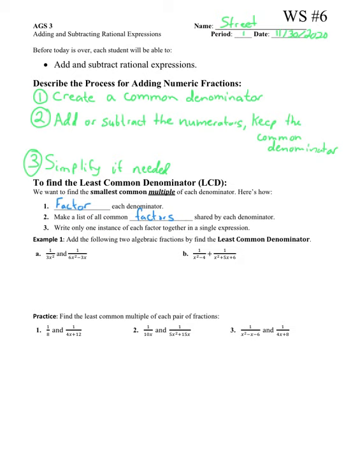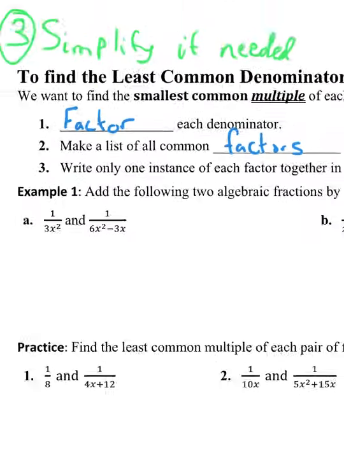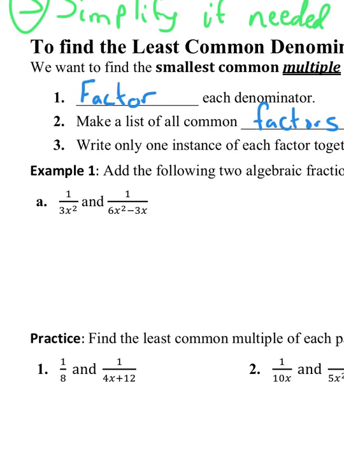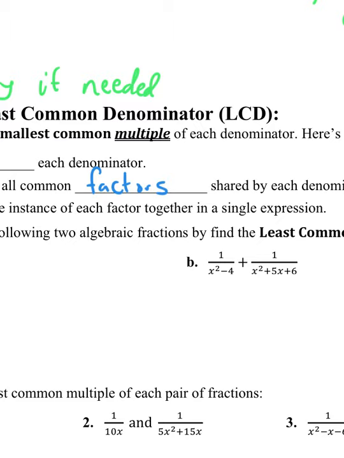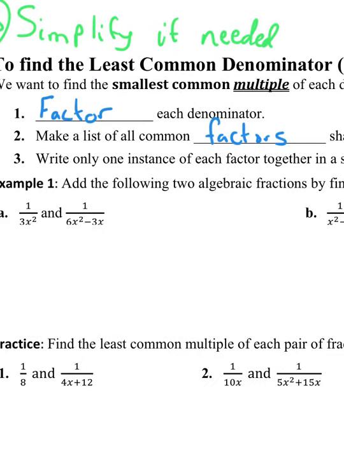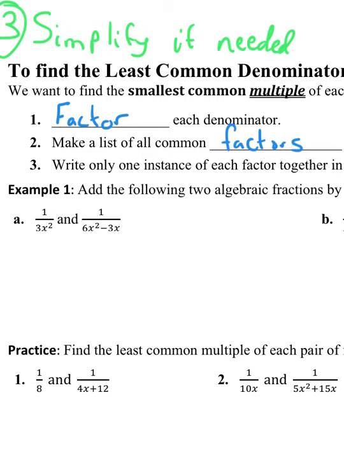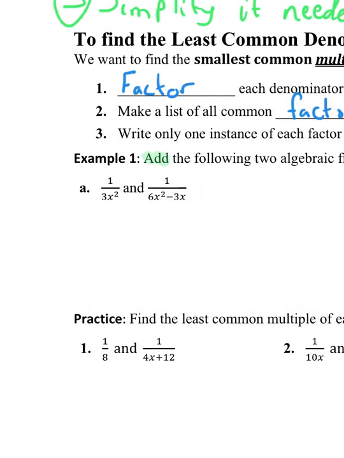So for these first couple examples here, it says 1 over 3x squared and 1 over 6x squared minus 3x. All we're doing is finding the least common denominator, and we're going to add them together by finding the least common denominator. So this first example, I'm going to start by writing 3x squared as 3 times x times x. Just going to expand it.